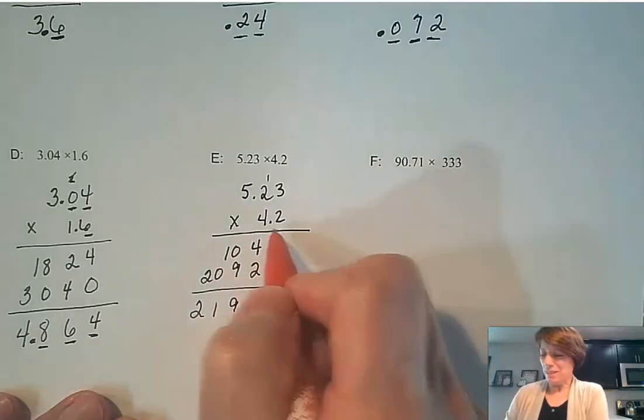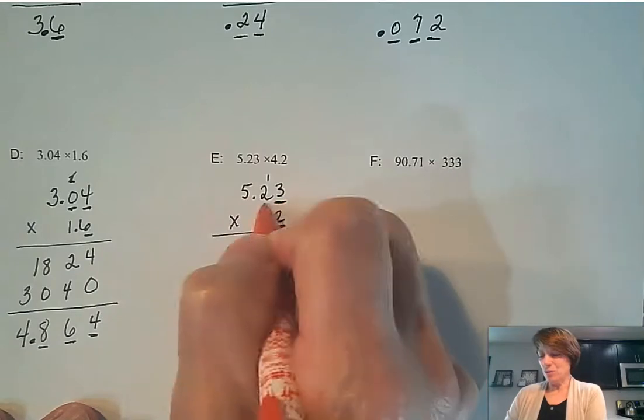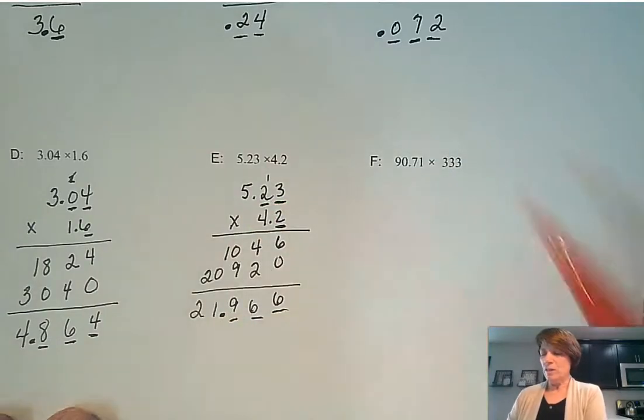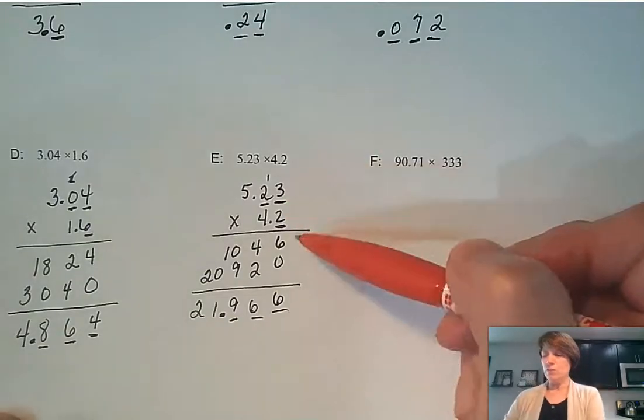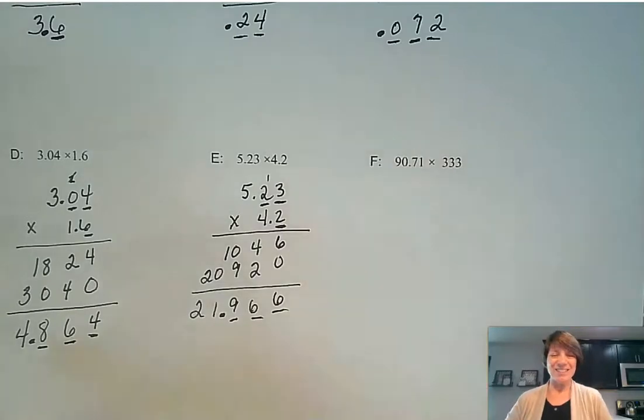All right, let's place that decimal point. So we've got 1 number to the right of the decimal point here, 2, 3 total. So 1, 2, 3 total. So 5 and 23 hundredths times 4 and 2 tenths is 21 and 966 thousandths.